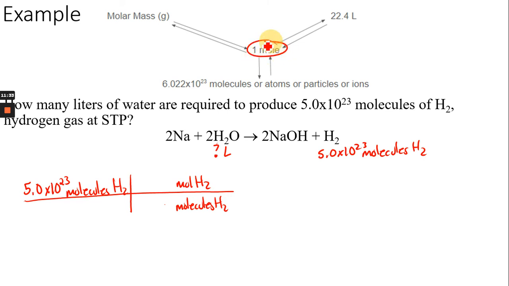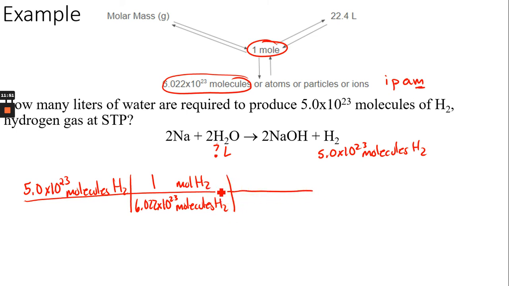We look at our roadmap. 1 mole, Avogadro's number of molecules. Remember, molecules is a part of IPAM. So 1 mole is 6.022 times 10 to the 23rd molecules. Then we want to use our mole ratio. So we bring moles of hydrogen to the bottom, and we want moles of water. So the mole ratio is when you can switch substances. We use the coefficients when we do mole ratios. 2 waters, 1 hydrogen. So 2 and 1.